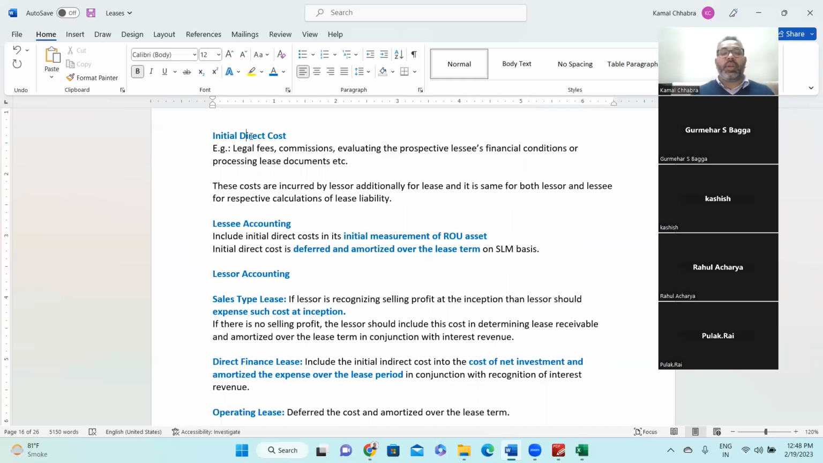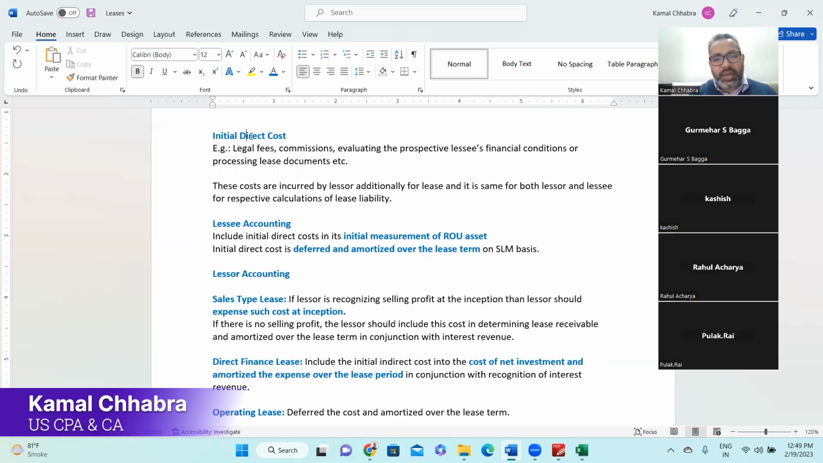And how do you do the accounting of it? Include initial direct cost in the initial measurement of the right-of-use asset, and initial direct cost is deferred and amortized. Like right-of-use assets, which you generally amortize over the lease term, in the same way this initial direct cost is also added to the right-of-use asset, and hence it is amortized over the period of the lease life. Make sense? Are you guys with me? Yes, sir.